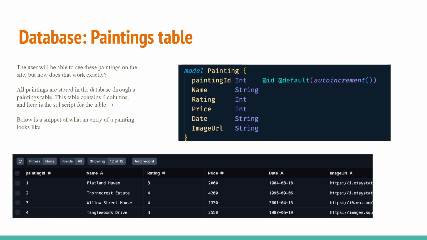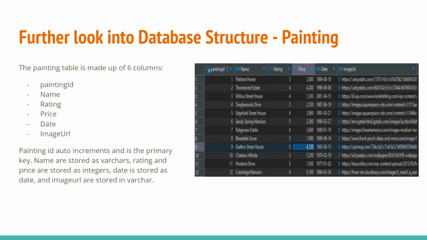As mentioned, the painting table is made up of 6 columns: painting ID, name, rating, price, date, and image URL. Painting ID auto increments and is the primary key. Names are stored as varchar. Rating and prices are stored as integers. Date is just stored as date. And image URLs are stored in varchar, and the image URL is what actually shows the image of that painting to the user.